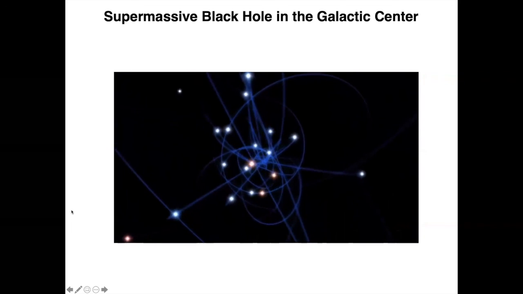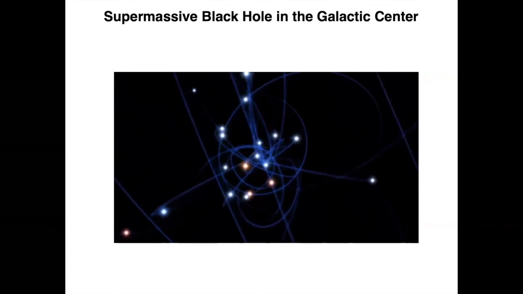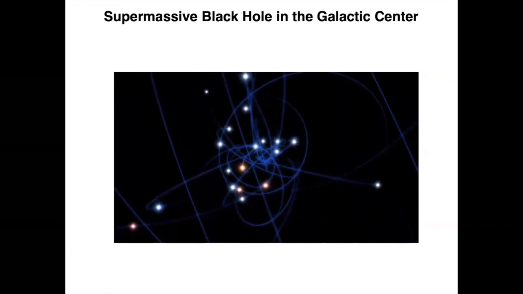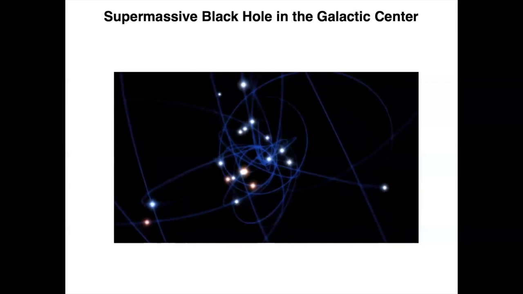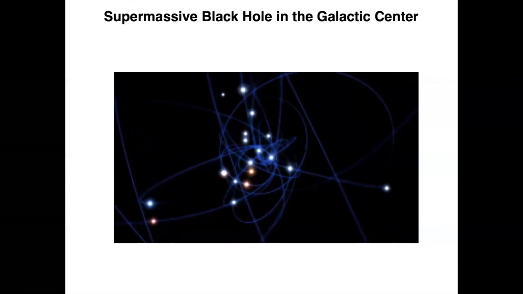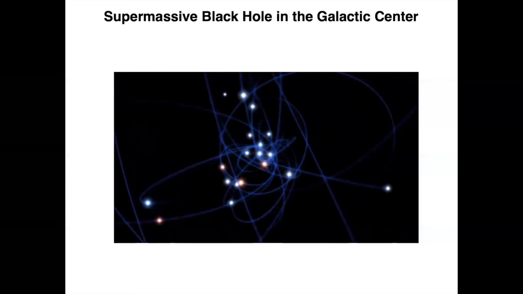These are observations that have been collected for over 10 years of stars in the galactic center to show that indeed what lies in the center of the Milky Way is a supermassive black hole. This discovery was awarded the Physics Nobel Prize of 2020.